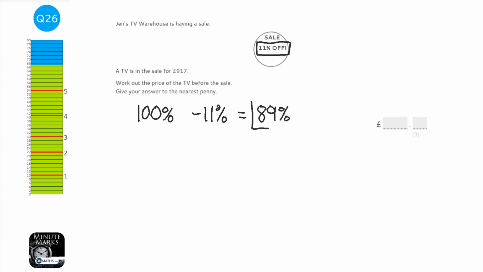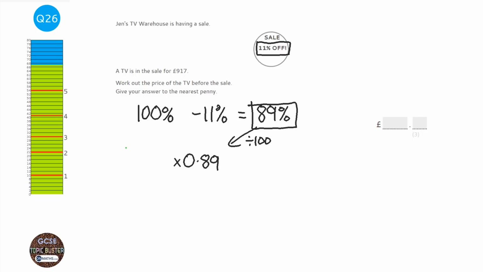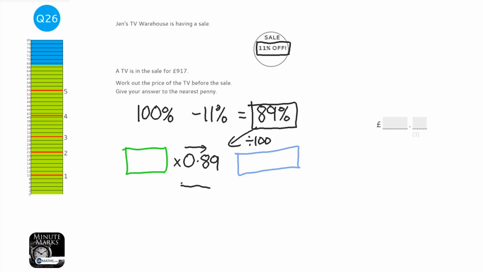Now, 89% is not a multiplier yet. All you need to do is divide it by 100 to make it a decimal. So on your calculator or in your head, divide it by 100 and you get 0.89. And that's a multiplier because all we need to do is put any number in here, we times it by 0.89, and it gives us what the new number is with 11% taken off. But the difference with this question is we're not working this way, we're working this way.